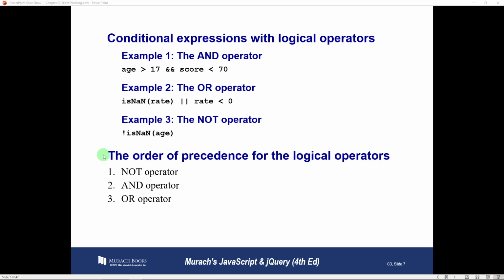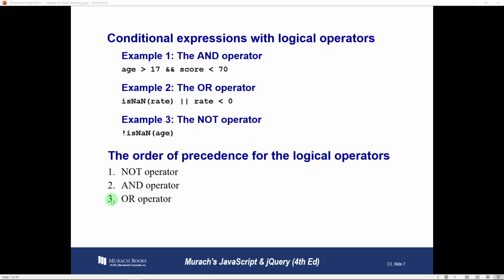So when we have multiple operators, this only has one logical operator, this only has one logical operator, this only has one logical operator. If we had more than one in the same statement, it's important to understand that there's an order of precedence, just like there's an order of precedence with our arithmetic operators. You think of PEMDAS, right? Logical operators, nots will happen first, then the ands get evaluated, and then the ors get evaluated.